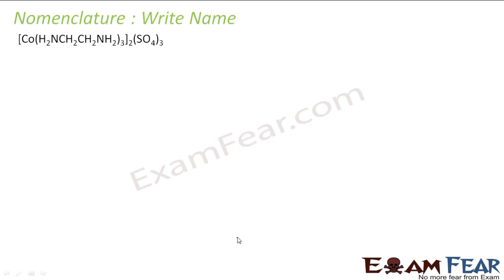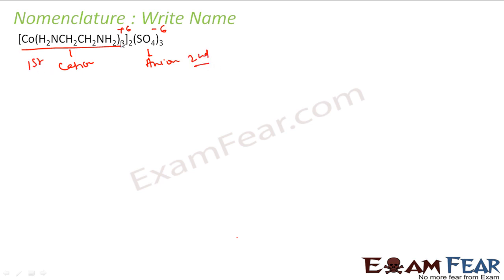So let's write the name of this compound: [Co(en)3]2(SO4)3. The first step is to find out the cation and anion. SO4 is sulfate, which has a negative charge. This is minus 2 into 3, which is minus 6, so this will be plus 6 by default. This is my anion, a negative ion, and this is the cation, a positive ion. So the cation will be given first priority and the anion second priority.